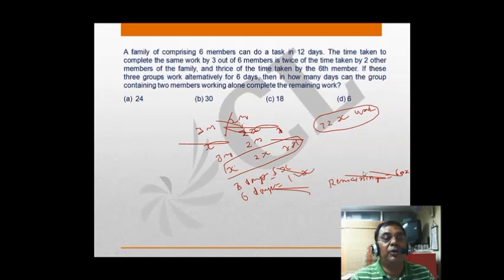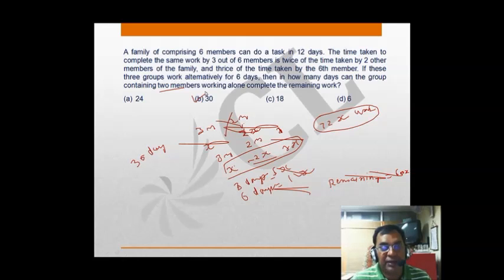Now they're asking about 2 members. As you can see, the 2 members do 2x work every day. So 60x upon 2 will give you 30 days. 30 days, and I'll mark the answer as B.